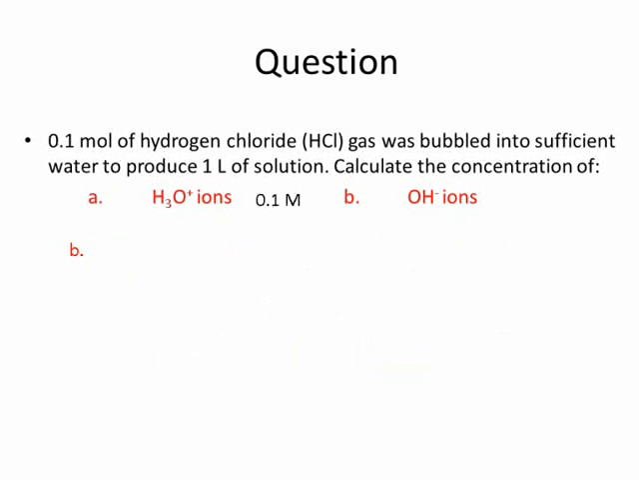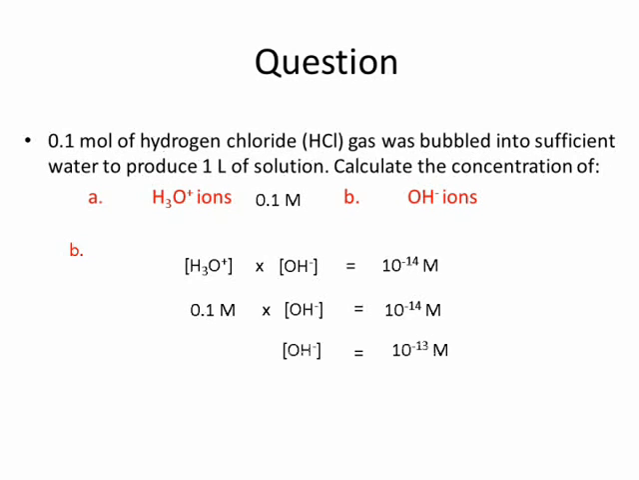Now that we know that the H3O plus concentration is 0.1 molar, we can use the ionic product to calculate the hydroxide concentration. We know that the hydronium ion concentration times the hydroxide is always going to be equal to 10 to the minus 14. We also now know that the H3O plus concentration is 0.1 molar, so therefore we can calculate that the hydroxide ion concentration is just going to be equal to 10 to the minus 13. So it's just 10 to the minus 14 divided by 0.1.